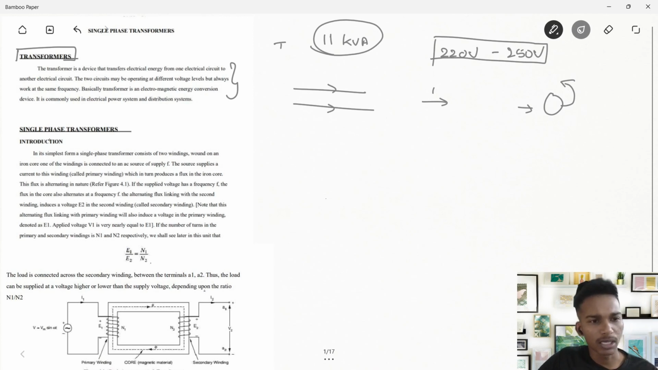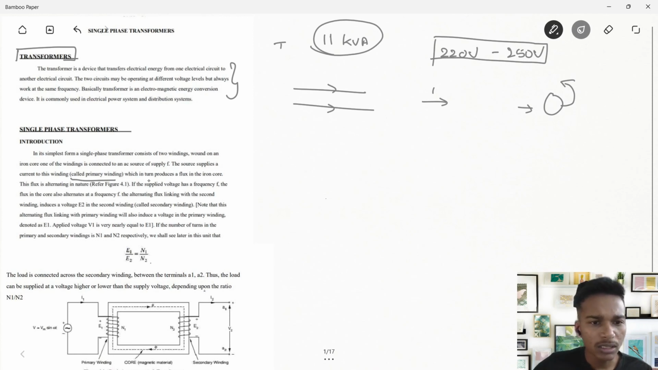What is meant by a single-phase transformer? Introduction: in a simple form, a single-phase transformer consists of two windings wound on an iron core. One of the windings is connected to the source of supply. The winding to which the source supplies current is called the primary winding. Just remember this primary and secondary. The whole transformer topic is based on primary and secondary values: primary winding, primary coil, primary number of turns, secondary number of turns, primary EMF, secondary EMF. We are going to discuss all of this.